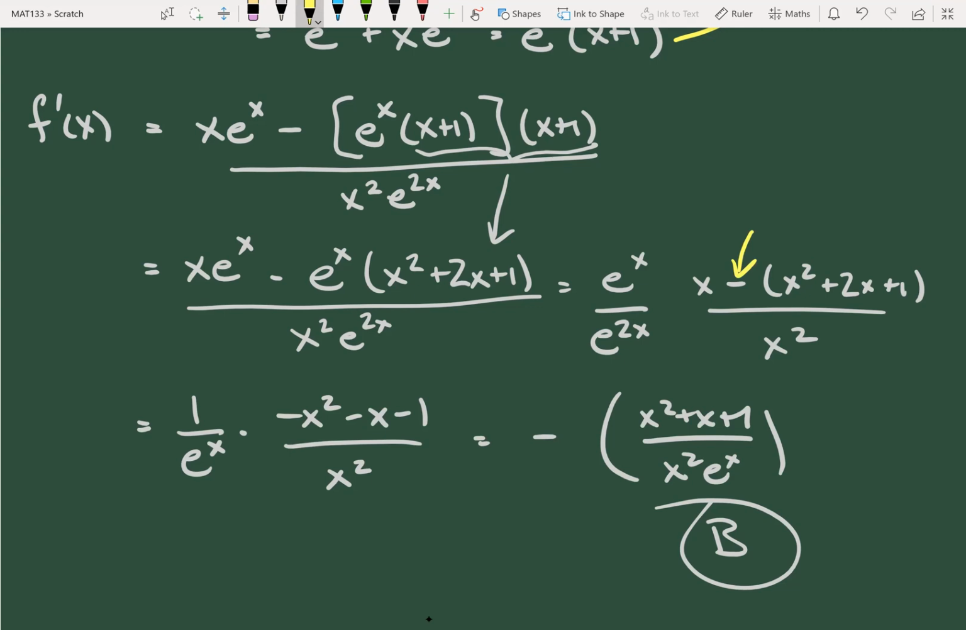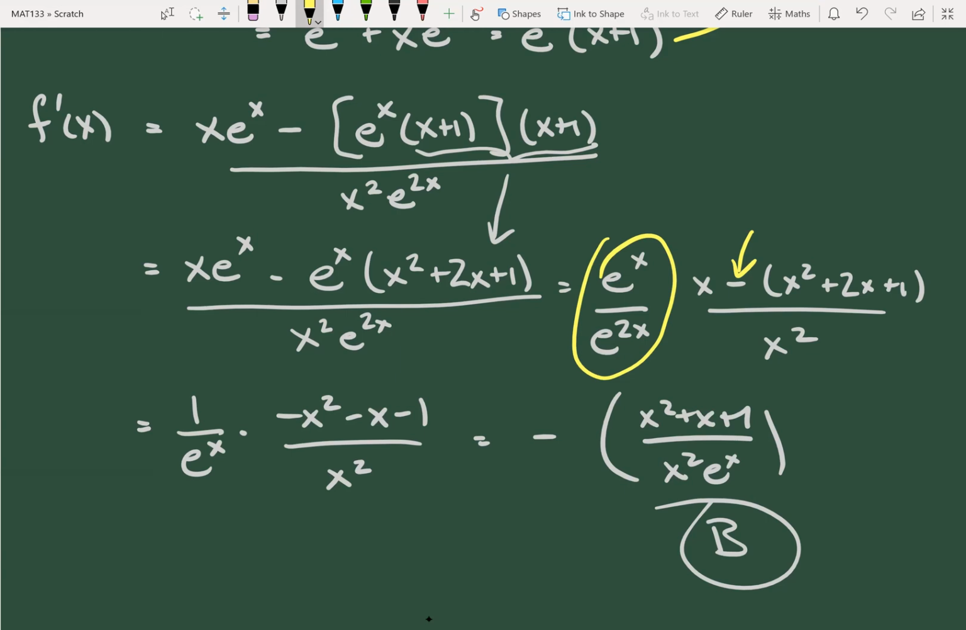D is very tempting if you kind of forget, and maybe you didn't even notice it in D, but you have that e to the 2x in the denominator, and that's no good because we're actually going to cancel out one of the e to the x's here. So we only get 1 over e to the x. We're not going to get 1 over e to the 2x. Okay, does that make sense? Are there any questions on that?